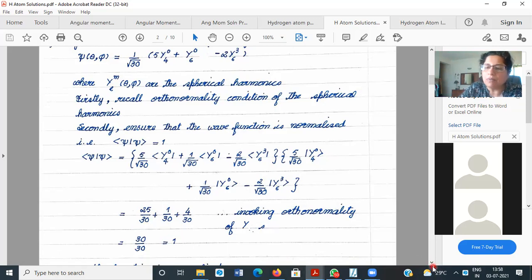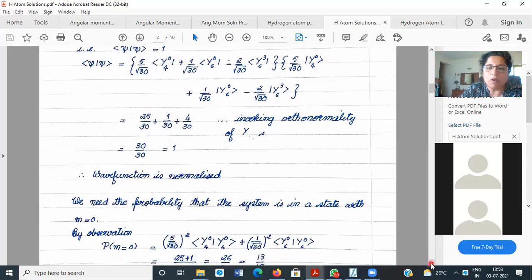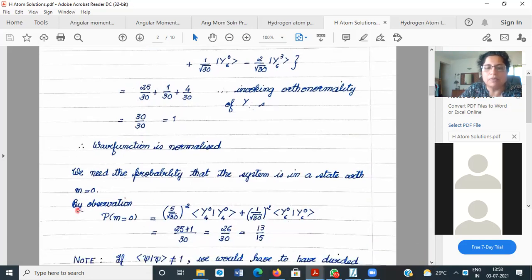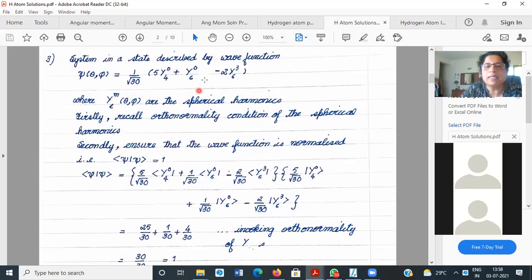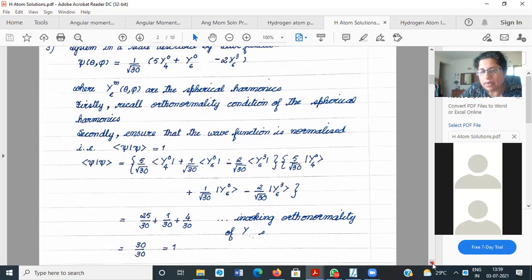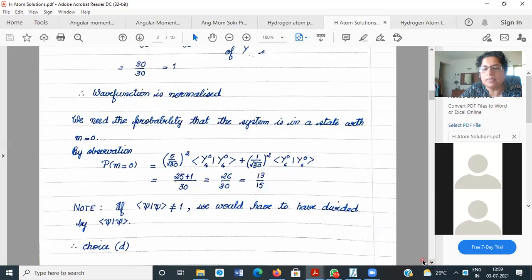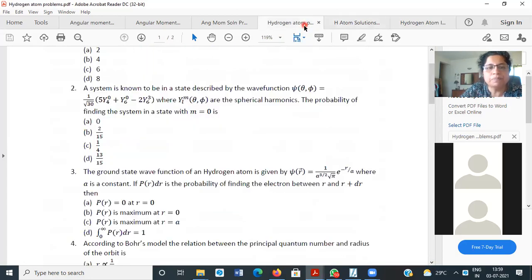Now once you have done that, you want the probability when M is equal to 0. So essentially it is going to be these two terms, the first term and this term. You will get 25 by 30 coming from here, and 1 by 30 coming from here. So you should get an answer of 26 by 30, which simplifies to 13 by 15. That is choice D.